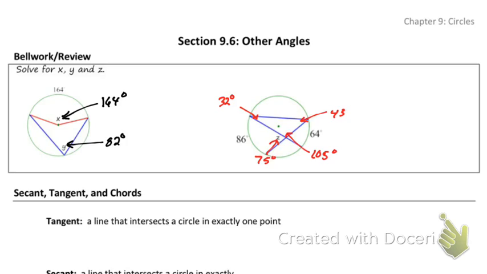What I want you to do real quick, if you have a calculator out, type 64 plus 86. Now divide by 2. What was the answer? 75. And that answer was 75. Do you think that's just coincidence?